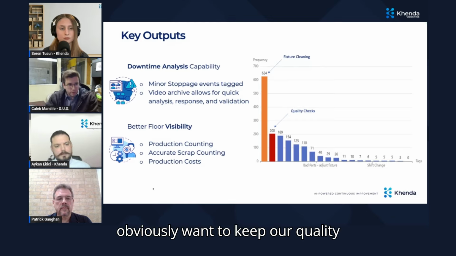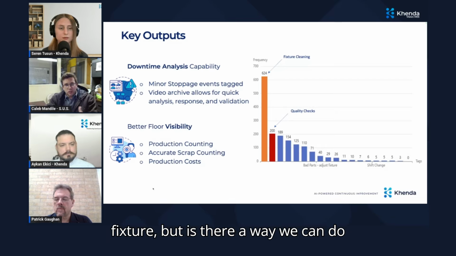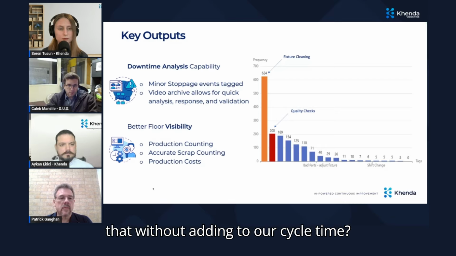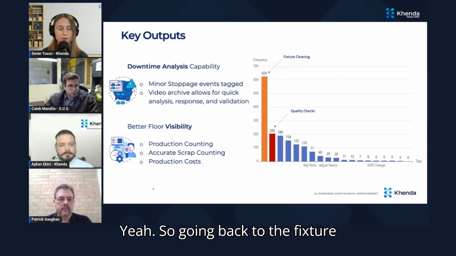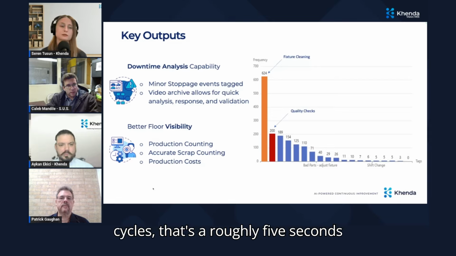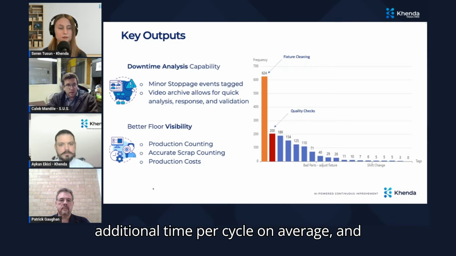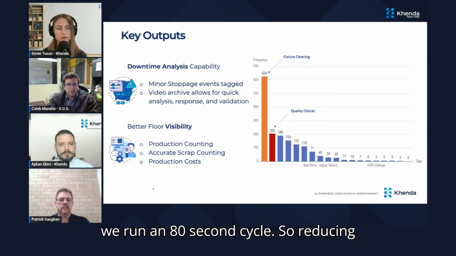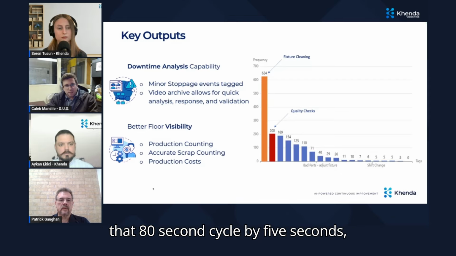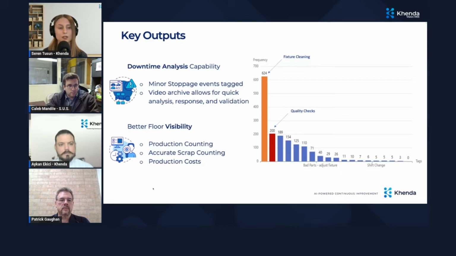We all obviously want to keep our quality checks. We want to keep cleaning the fixture, but is there a way we can do that without adding to our cycle time? So going back to the fixture cleaning, 20 seconds every 4 cycles. That's roughly 5 seconds additional time per cycle on average. And we run an 80-second cycle. So reducing that 80-second cycle by 5 seconds is a 6% reduction in cycle time.